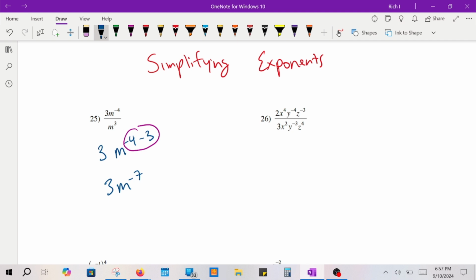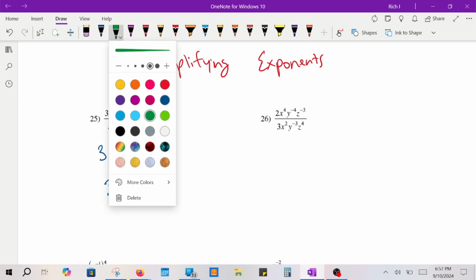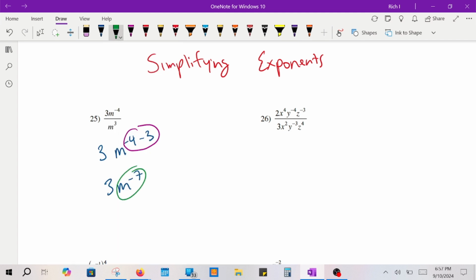So now there's nothing else to simplify. Now we can go ahead and move that whole thing down. Because that's a negative exponent, we know that it's in the wrong place, so it needs to go down. When we simplify that, we're going to get 3 over m to the 7. All right. Hopefully that made sense. Hopefully that wasn't too bad.